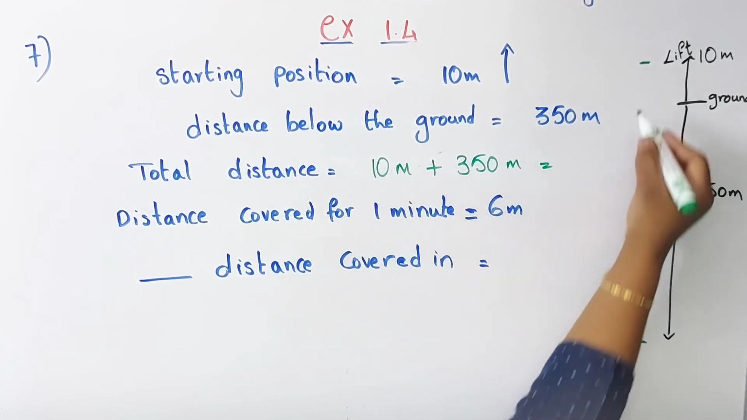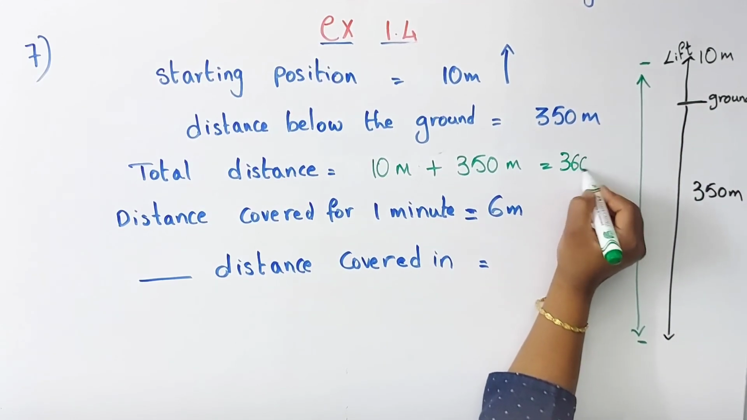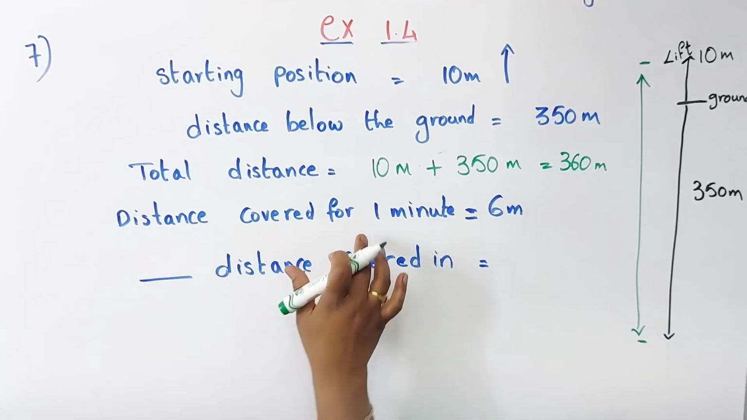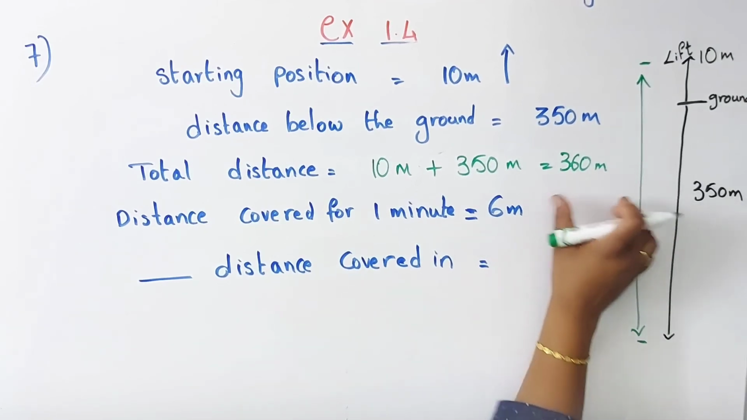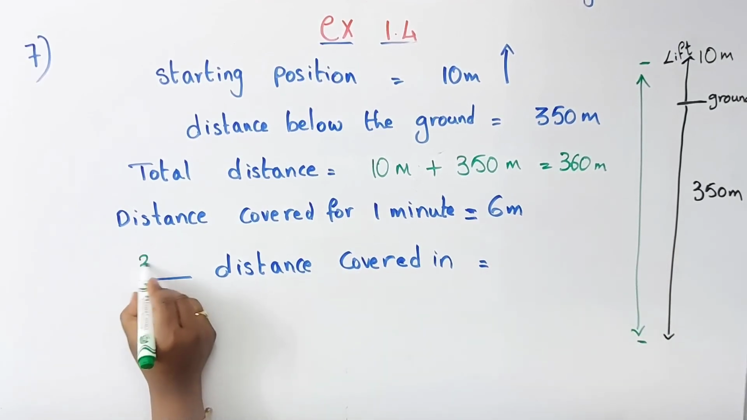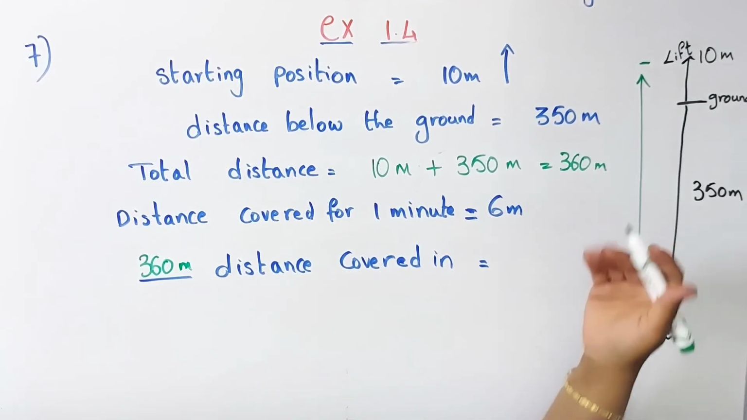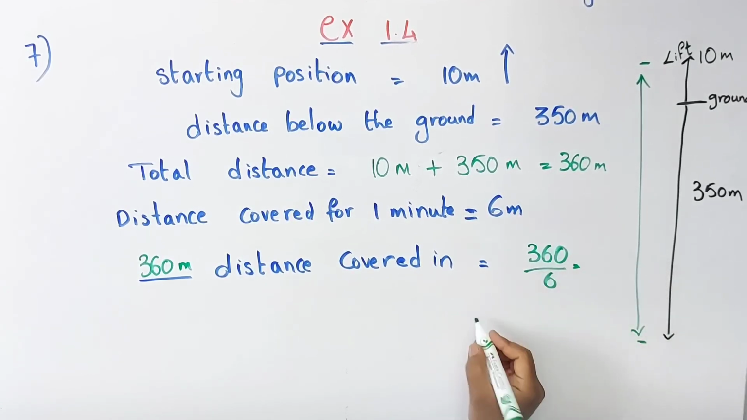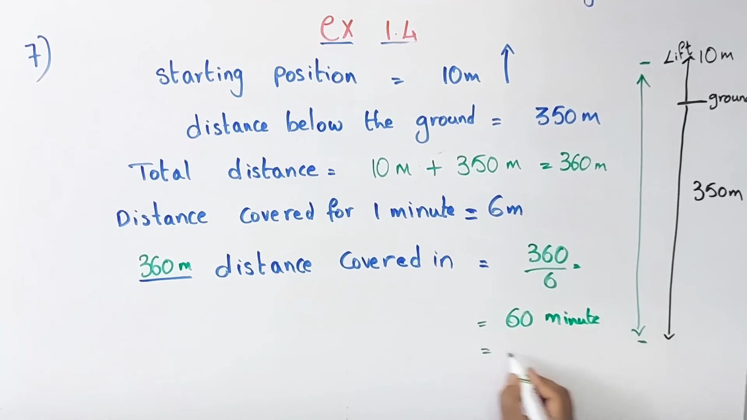So what is the total distance now? This full distance, 10 plus 350, is 360 meters. Distance covered in 1 minute is equal to 6 meters. So here we got 360 meters. So 360 meters distance is covered in how many minutes? We have to do division. 360 divided by 6 equals 60. 60 minutes, children. 60 minutes equals 1 hour.